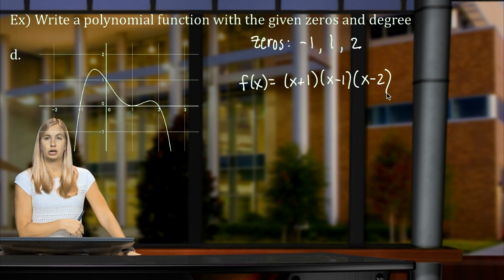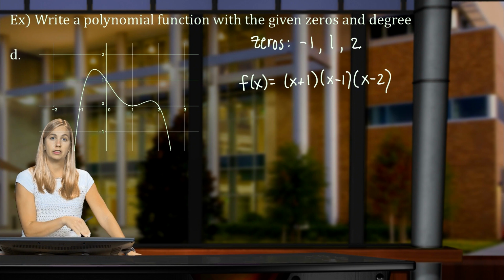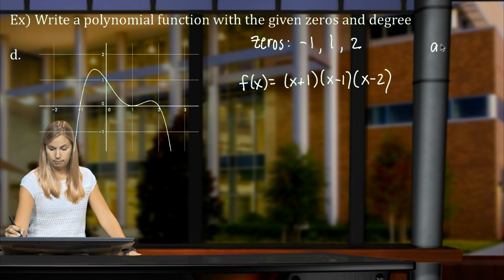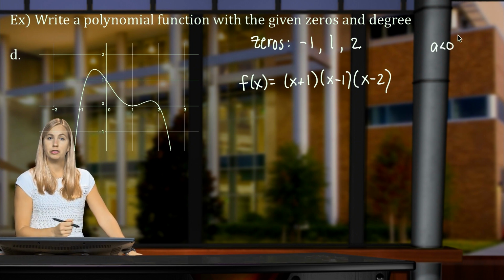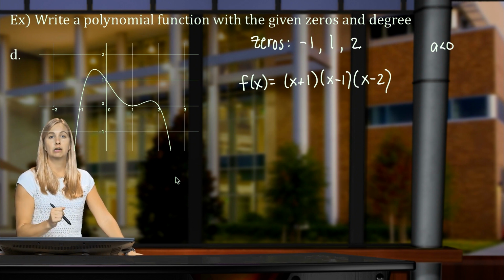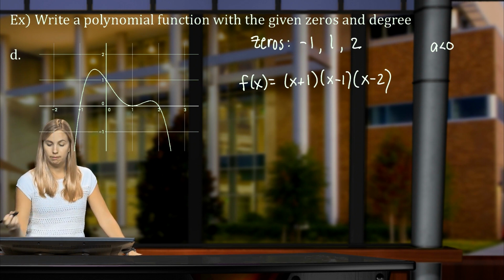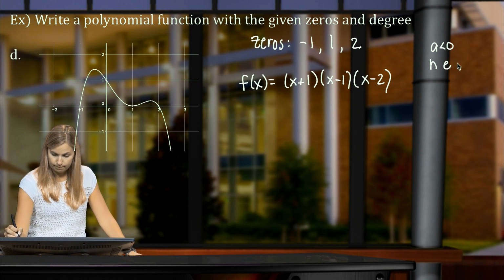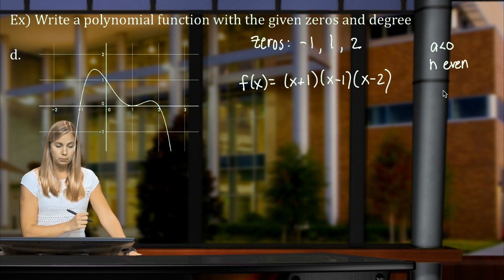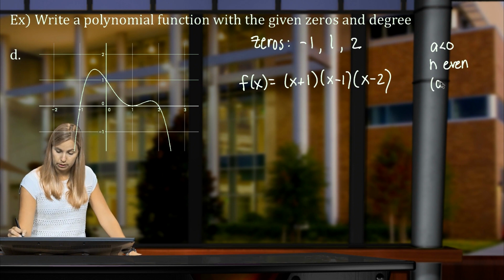Now let's think about some other information that we know just looking at the graph. Well, our lead coefficient has to be negative. And what do we know about the degree? Since both of my tails are going in the same direction, that tells me my degree is even. So again, here's just a list of some information that I'm gathering from the graph. We know it has a y-intercept at 1, so it goes to the point (0, 1).